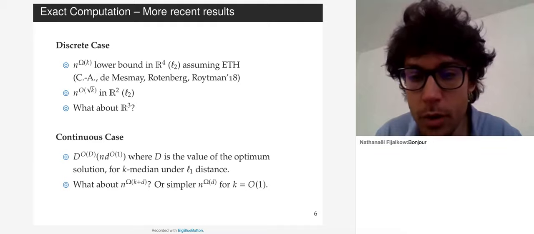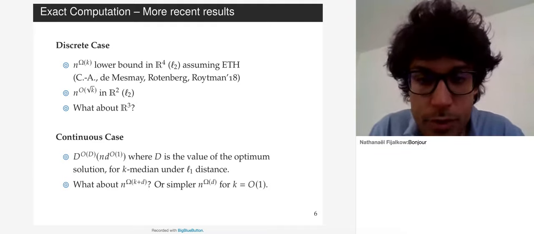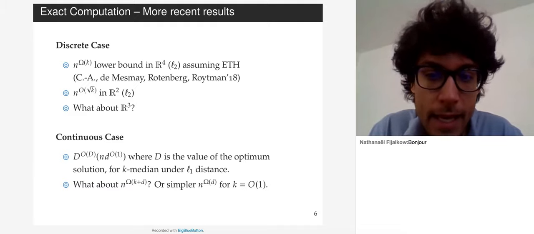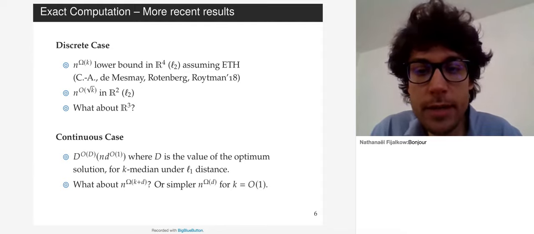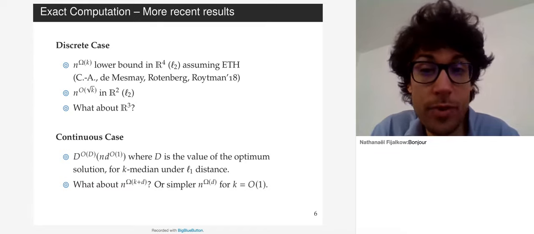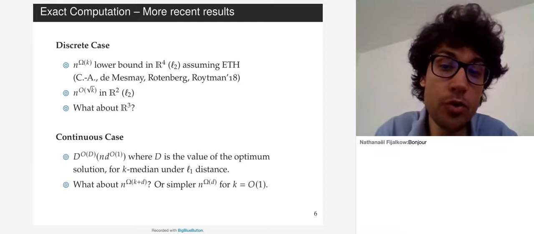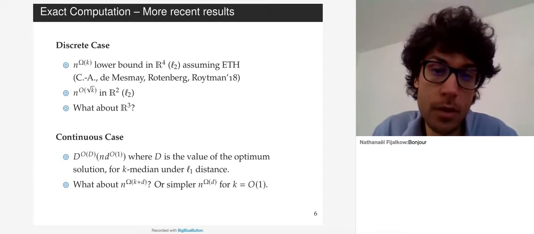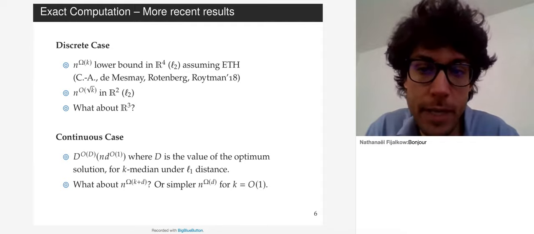So now let me move to something more recent. A couple of years ago, we showed that, in fact, n to the omega k is needed even in R4. So even in low dimensional Euclidean space, you can't get a faster exact algorithm than n to the omega k. Basically, you can't do better than brute force in low dimension, which is kind of surprising in some sense.